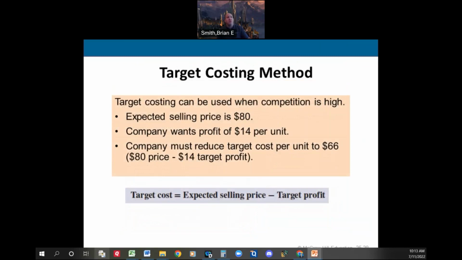Target costing method. Basically, you say, okay, I expect to sell this for $80 and I want to make $14 per unit. So I've got to make my costs $66. You've got to then take all your costs and try to find a way to keep your costs down. This would probably be more what Pepsi and Coke have to do to make their stuff work.